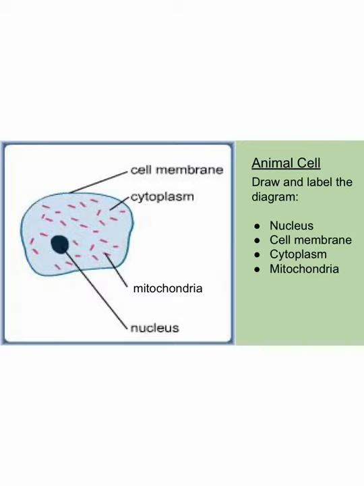As far as what the functions do, the cell membrane is there to control what enters and leaves the cell. Cytoplasm is the area of the cell where all the reactions occur, and it provides shape to the cell. Mitochondria is there to release energy for the cell for respiration, and the nucleus contains genetic information and also controls the cell. What I want you to do now is to draw and label the animal cell in your book.